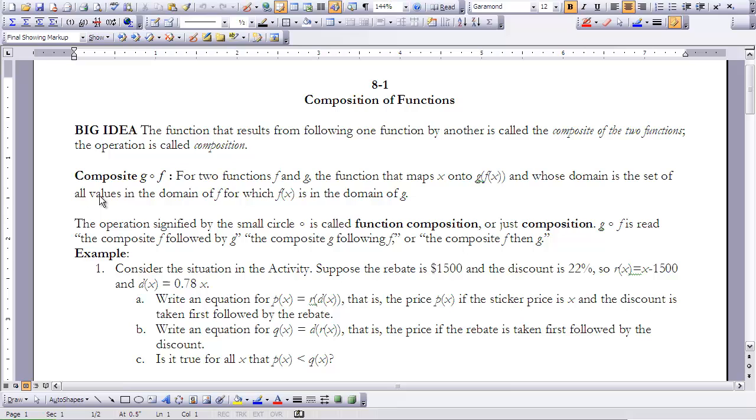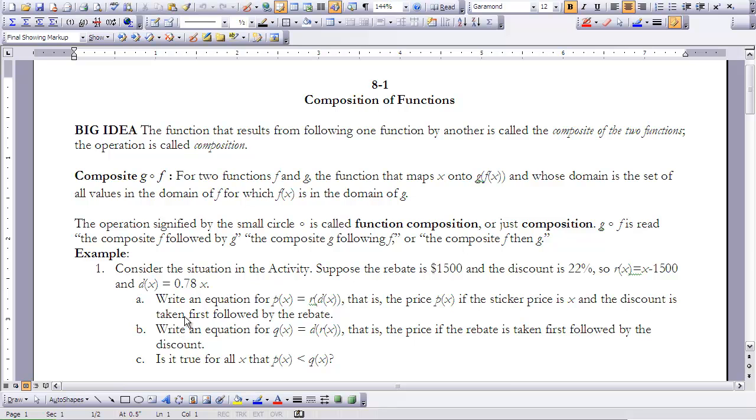Do we want to take the discount first and then the rebate, or would we like to take the rebate off of our sticker price and then apply the discount? So we're going to explore that with this information. We have a rebate of $1,500 and the discount is 22%. So we're going to say that r of x equals x minus 1,500 and d of x is equal to 0.78 of x, because 22% off of something would equal paying 78% of our price.